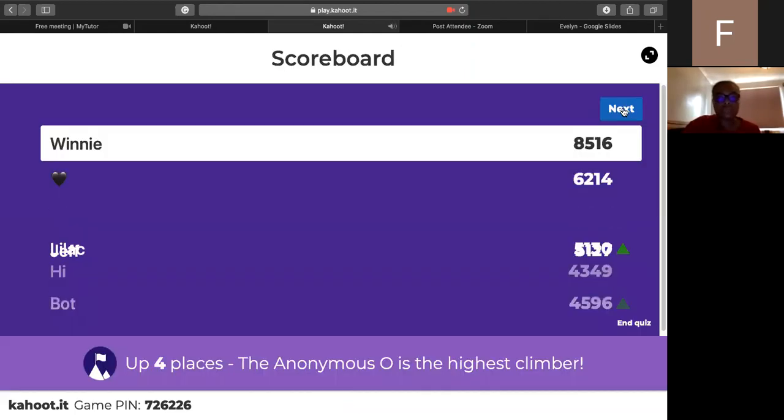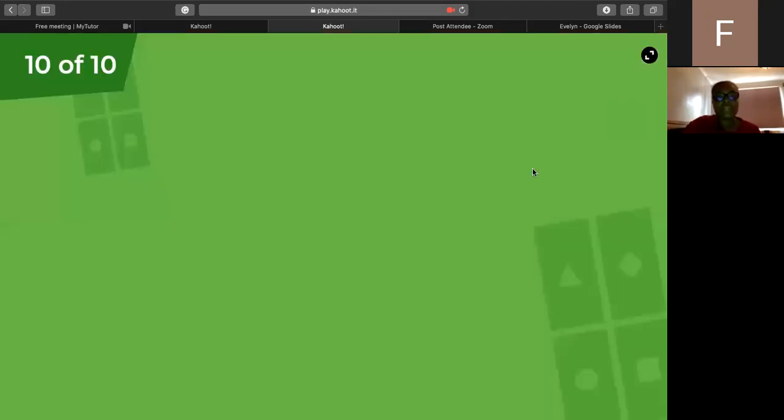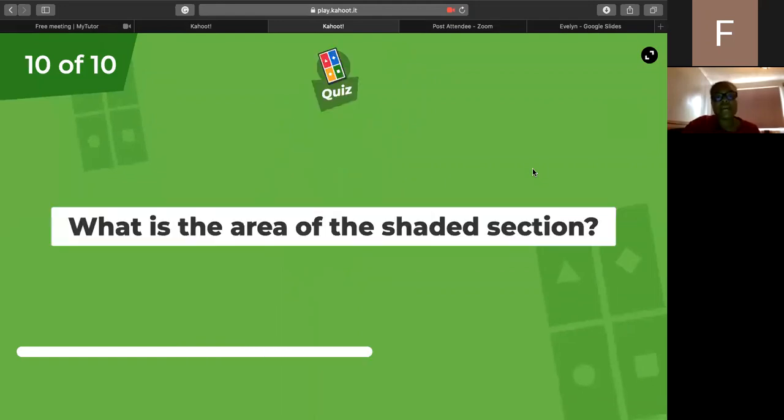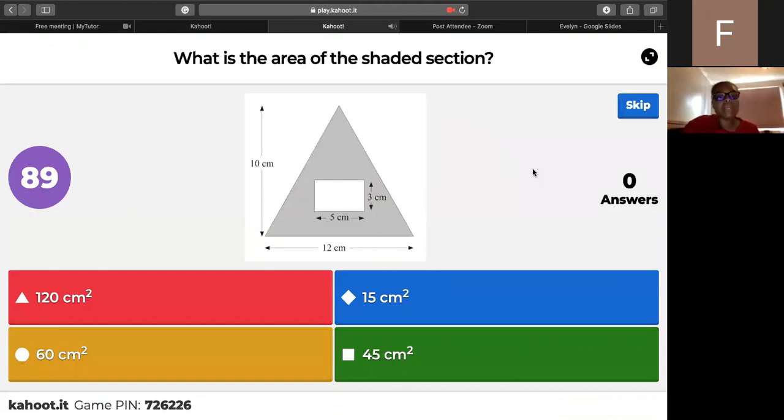So the leaderboard is still changing. I think we've got this last question and it is worth double the points. So what is the area of the shaded section? I've given you a minute and a half to work this out. So don't rush it. How would we work out the area of the shaded section? We've got a large triangle and a smaller rectangle in the middle. How do you think we could work out the area of the shaded section?